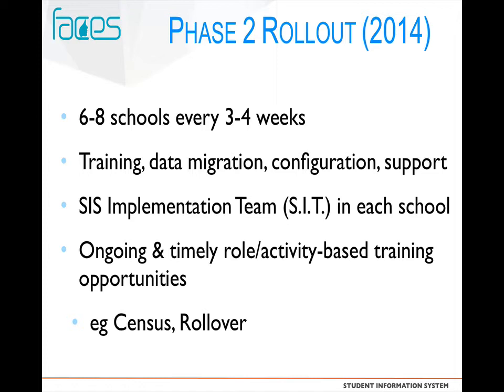So on to the important part, which is really about the Phase 2 rollout. What's happening in your school in 2014? The schedule we've organised, the schedule we've planned, is to roll out to 6 to 8 schools every 3 to 4 weeks. And by rollout, we mean data migration, we mean training, we mean configuration, and we mean ongoing support.